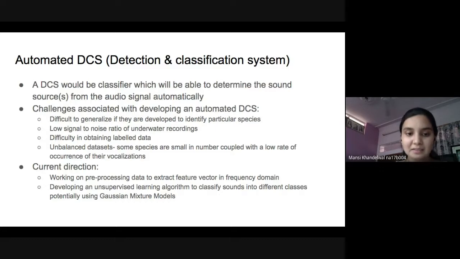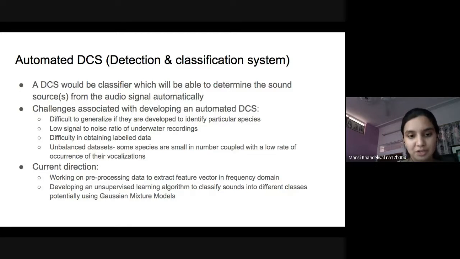And finally, the last bottleneck here is that some fishes are very small in number, and their vocalizations also occur in very low frequency ranges. So that results in an unbalanced data set, which could lead to our classifiers classifying these fishes in a wrong manner. So these are some of the bottlenecks which have been identified so far with respect to unsupervised learning techniques.